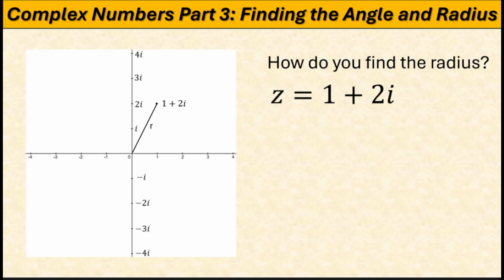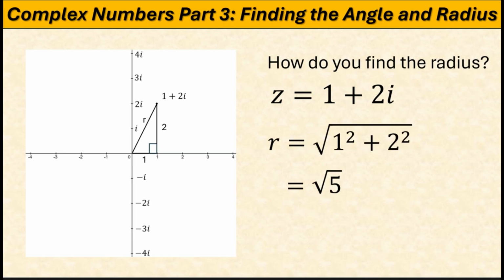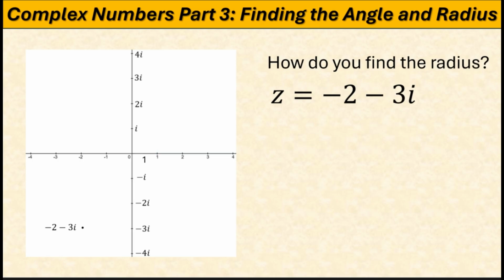So, how can we use this to find the radius of a complex number? Well, we can create a right triangle here with our radius as a hypotenuse. We can clearly see the distance of the two legs is 1 and 2, which are just the two real numbers in our complex number. Using our formula for finding the hypotenuse, we can see that it equals the square root of 1 squared plus 2 squared, which is just the square root of 5. And so the radius of 1 plus 2i is the square root of 5.